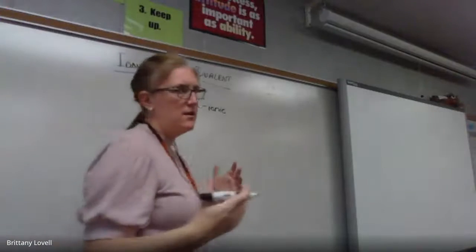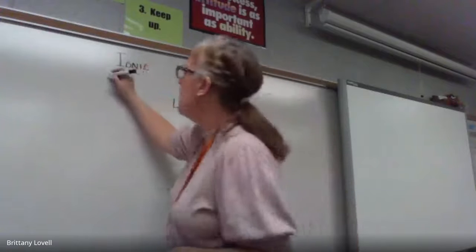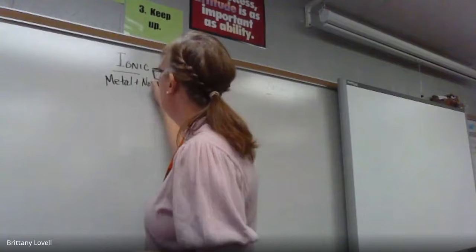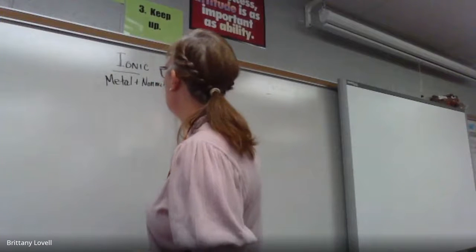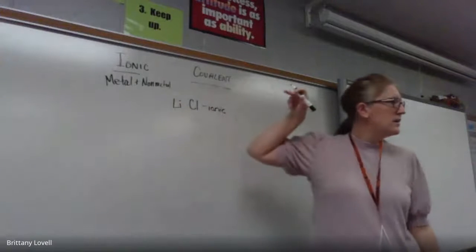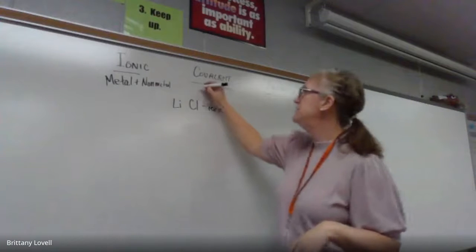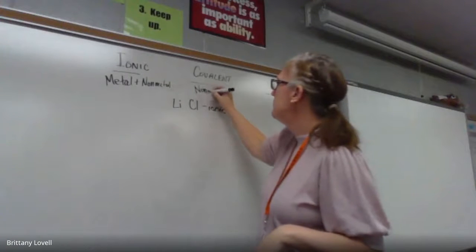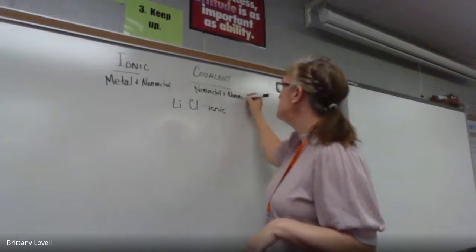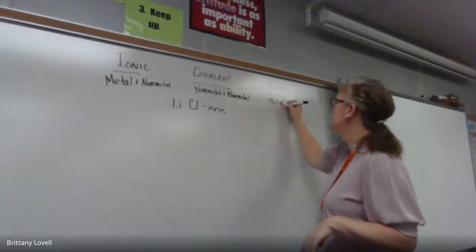And just so we're all on the same page, for ionic things, we know ionic things typically tend to be a metal with a non-metal. Okay, for covalent things, what are those typically? What kinds of elements? Non-metal, non-metal, good. And then, of course, metallic would be metal, metal. Good.